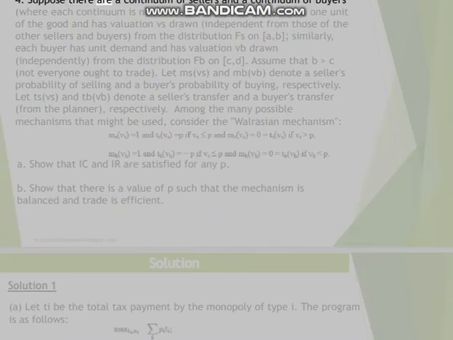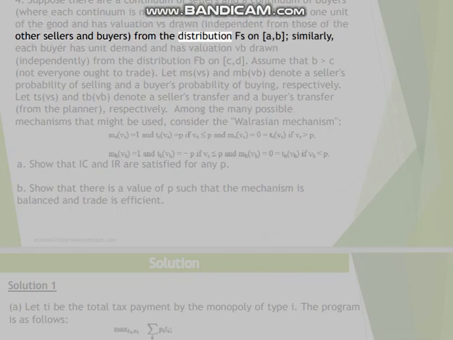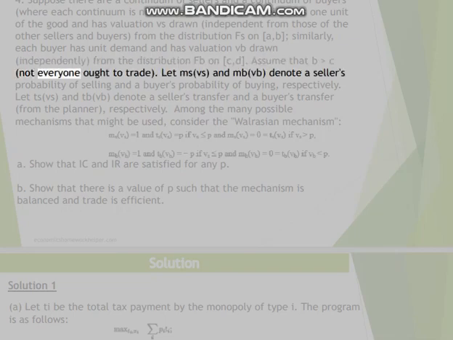4. Suppose there are a continuum of sellers and a continuum of buyers, where each continuum is normalized to 1. Each seller has one unit of the good and has valuation VS drawn, independent from those of the other sellers and buyers, from the distribution FS on [A, B]. Similarly, each buyer has unit demand and has valuation VB drawn, independently, from the distribution FB on [C, D]. Assume that B > C, so not everyone ought to trade. Let MS(VS) and MB(VB) denote the reports of sellers and buyers.